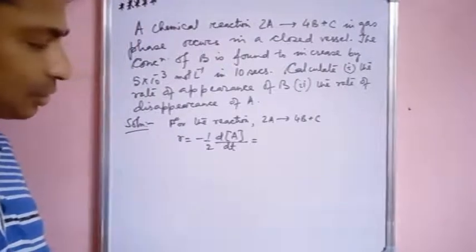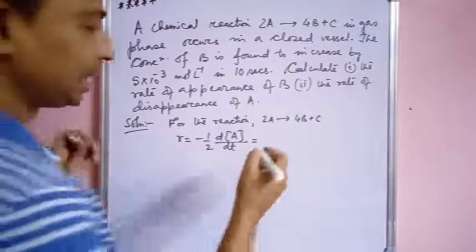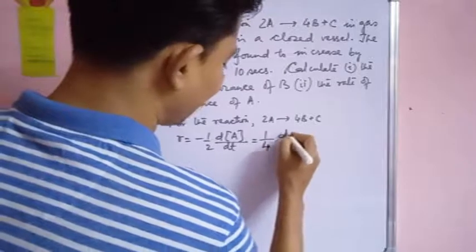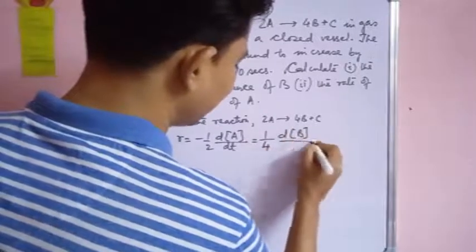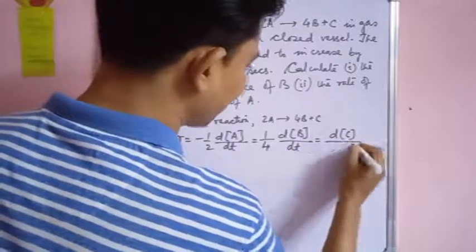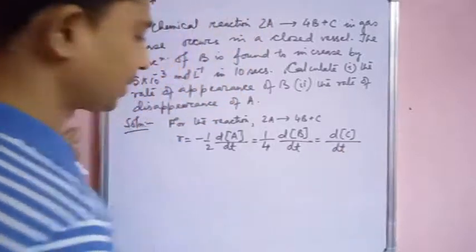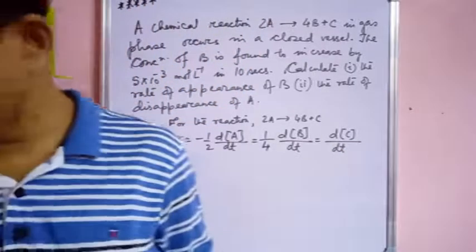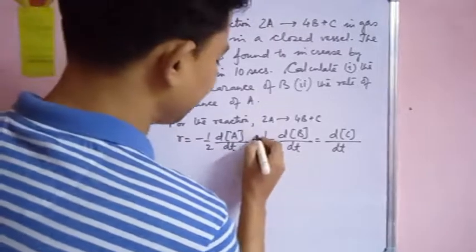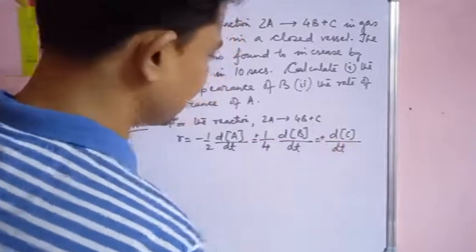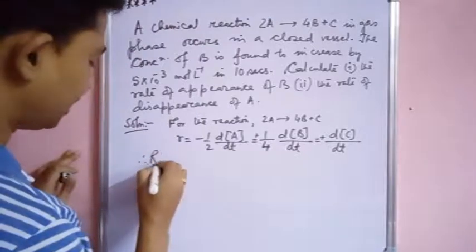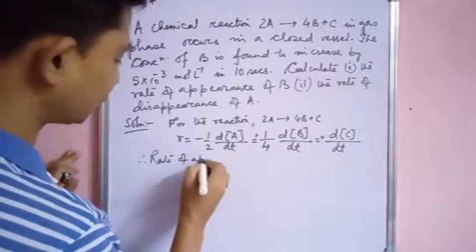So R is equal to minus half dA by dt, which is equal to, in place of B it is increasing, so it is positive 1 by 4 dB by dt, which is equal to dC by dt. Now these are positive because this is increasing concentration, this is also increasing concentration. So now rate of appearance of B.